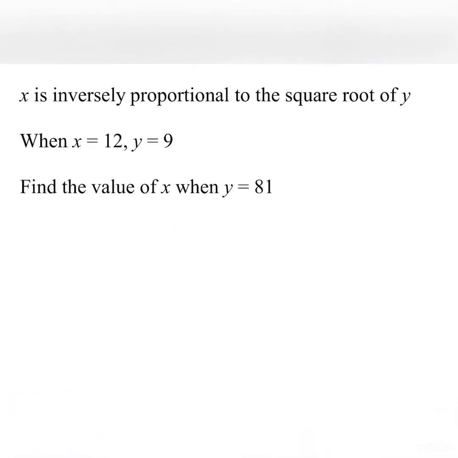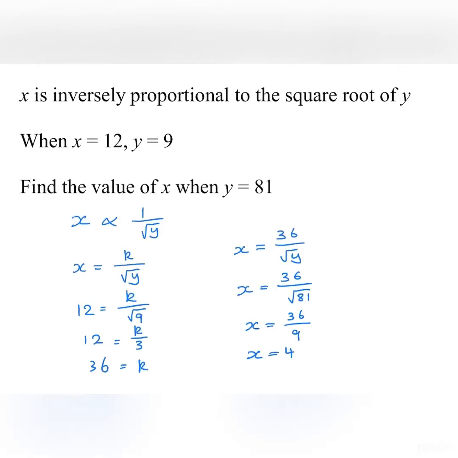Okay, so one question for you to try. Pause the video, have a go, and come back and check the solution. Okay, so here is the solution for this question, and you should have got x equals 4 as an answer.